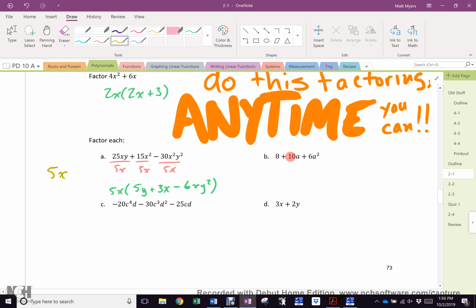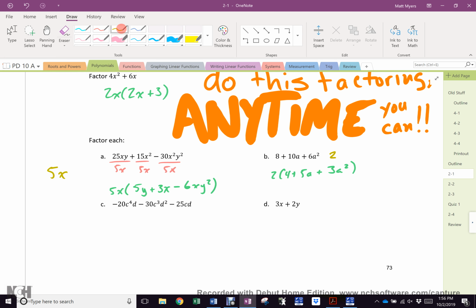What is the GCF here? So what is the answer? 2 bracket 4 plus 5a plus 3a squared. Excellent. Now, C is weird. What is weird about C? They're all negatives, right? So, what is technically the greatest common factor? No, I said the word technically. No. 5 is the greatest common factor because 5 has a higher value than negative 5, yes?